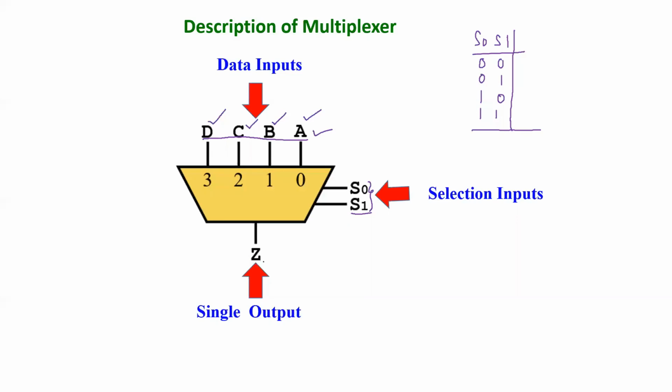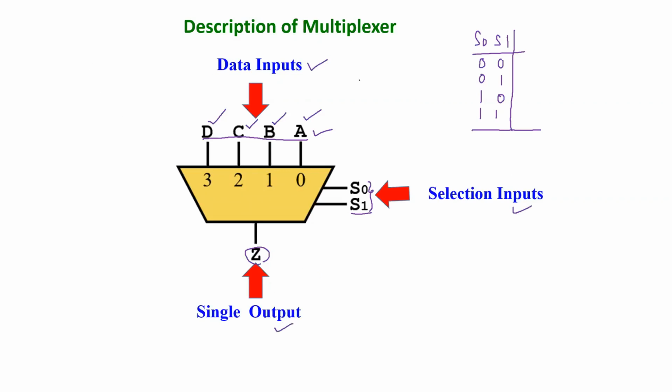And this is your output. Whatever you are selecting will be transmitted to the output. The others have to wait for a particular moment. So that's about your multiplexer. What are the various components of a multiplexer? It has data inputs, selection lines, and a single output.